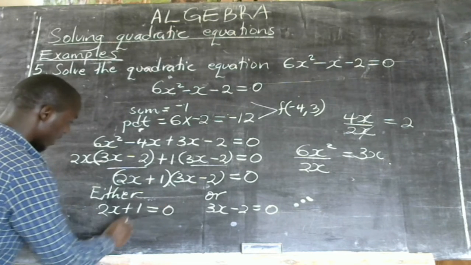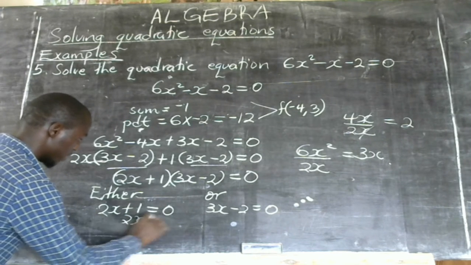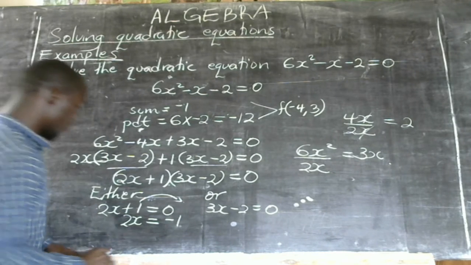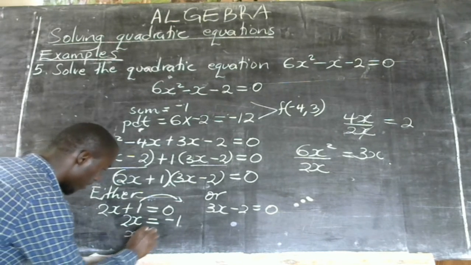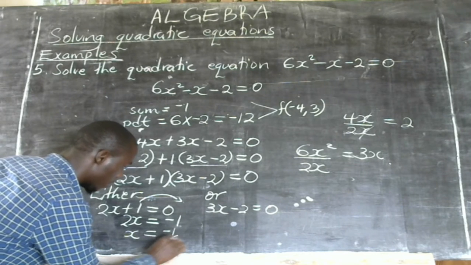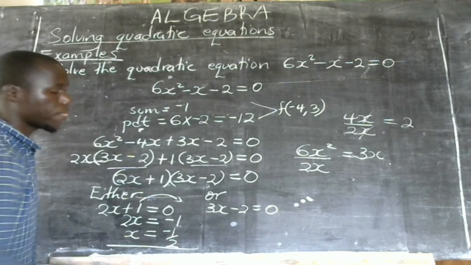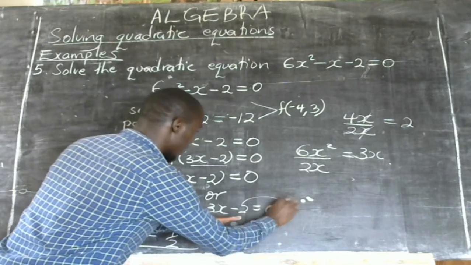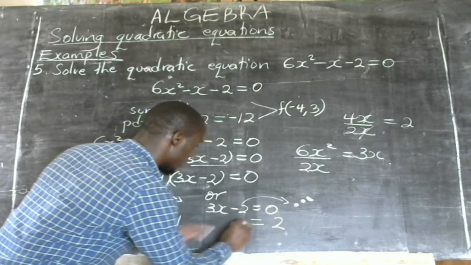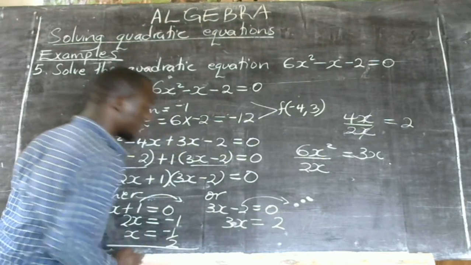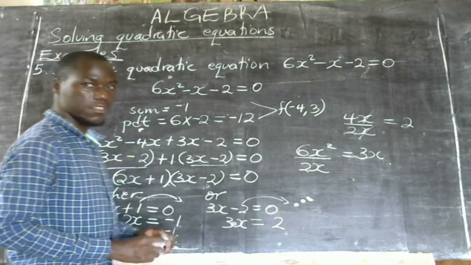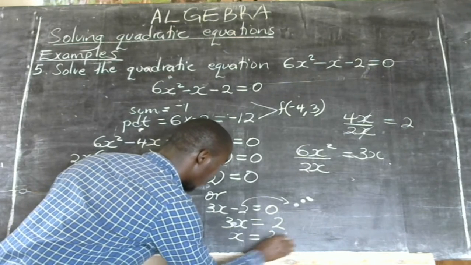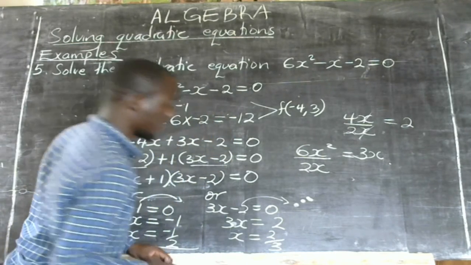Taking 1 the other side, this is going to be 2x is equal to negative 1. Dividing both sides by 2, we shall be getting the value of x as negative 1 all over 2. Then here, taking the 2 the other side, it's going to become a positive. This side we have 3x, and dividing both sides by 3x, we shall end up having the value of x as 2 all over 3.